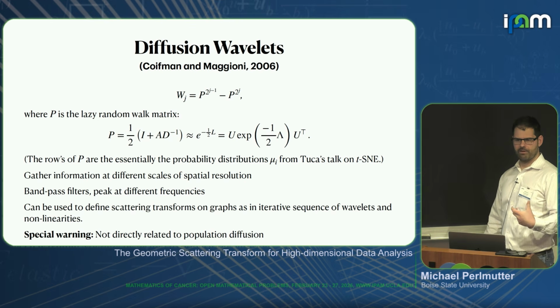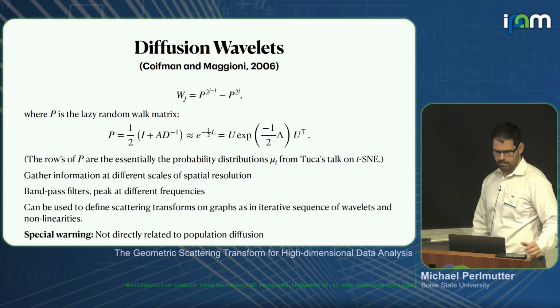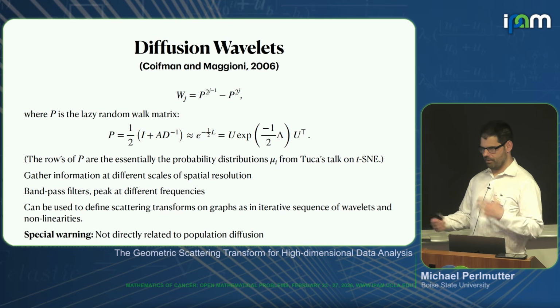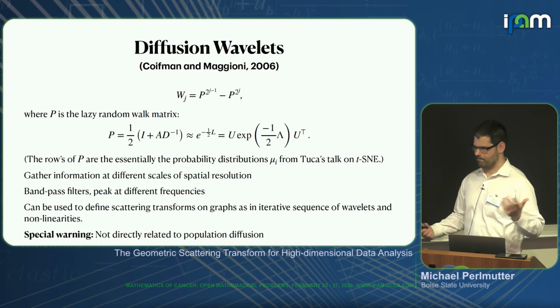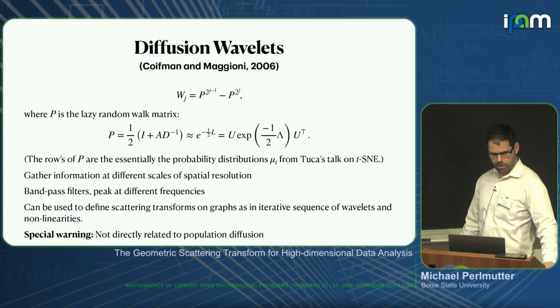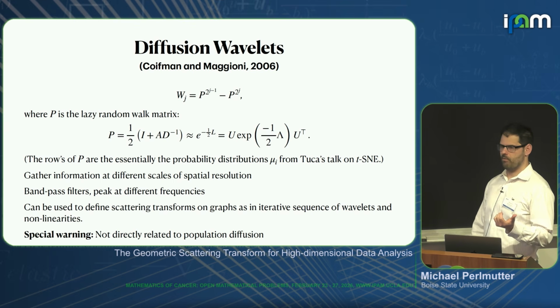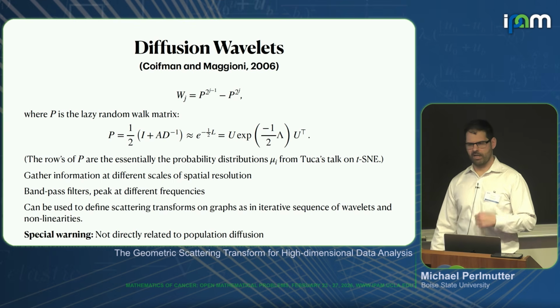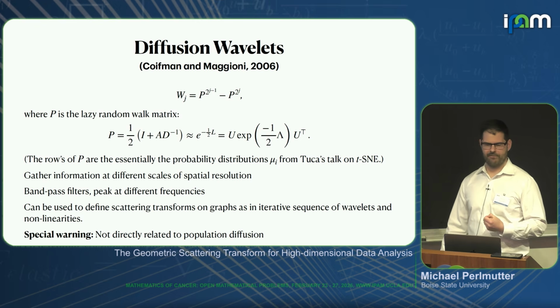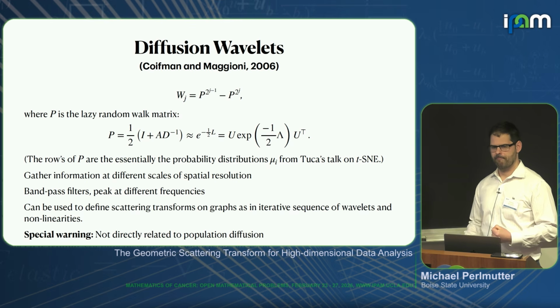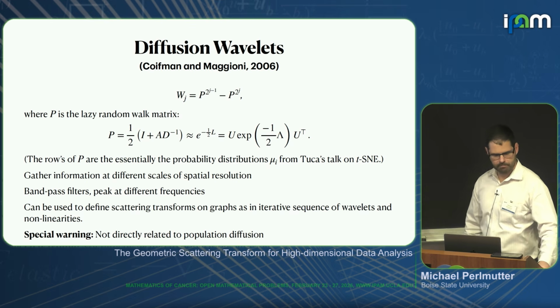I'm going to take a diffusion matrix P. There's actually a couple of different versions of this diffusion matrix and different versions of the scattering transforms. Which one is probably the most computationally efficient is to think about a lazy random walk matrix, where you think about a lazy random walker on the vertices of the graph. At every step, they flip a coin. If the coin comes up heads, they do nothing. If the coin comes up tails, they move to an arbitrary neighbor.